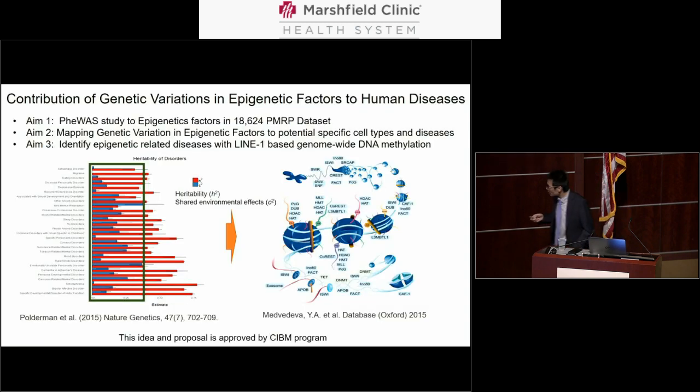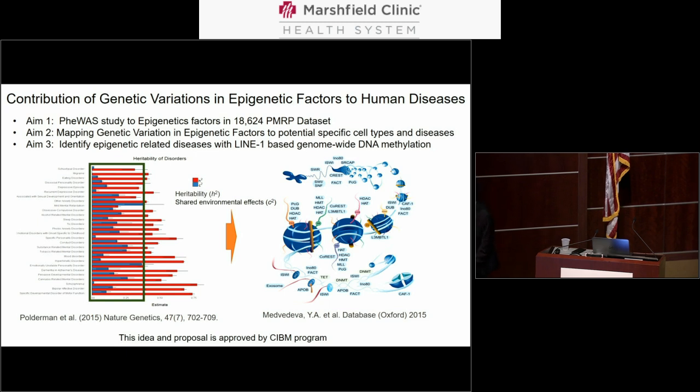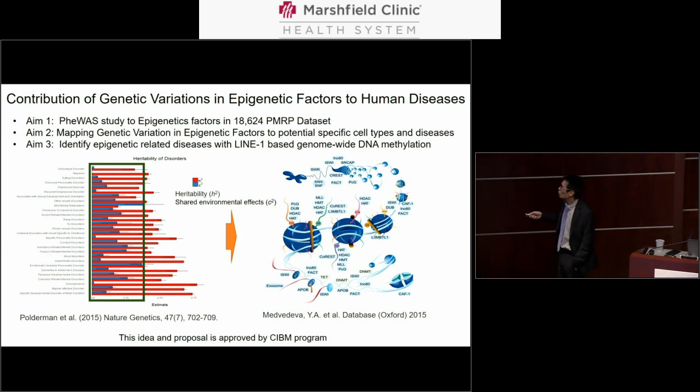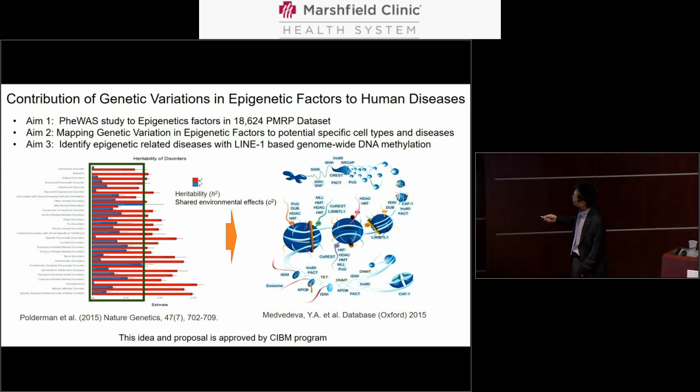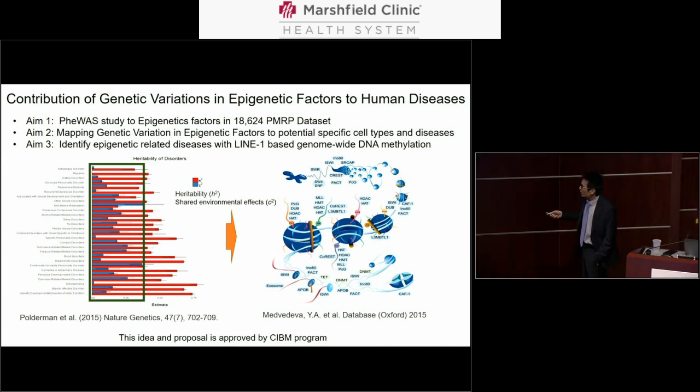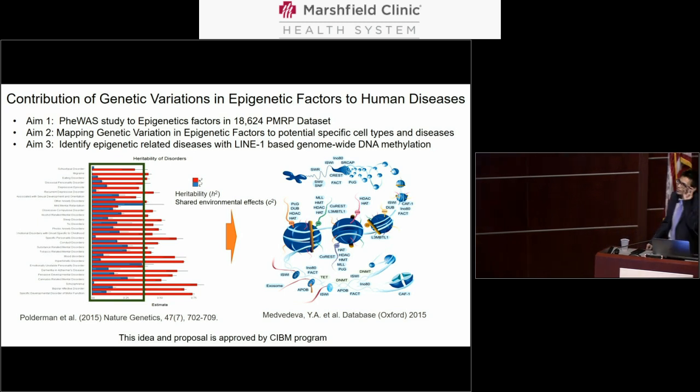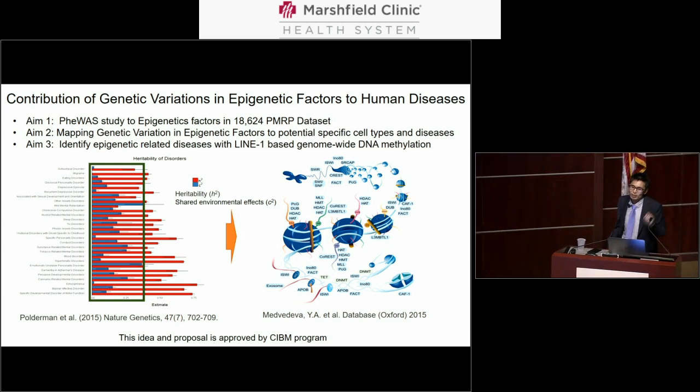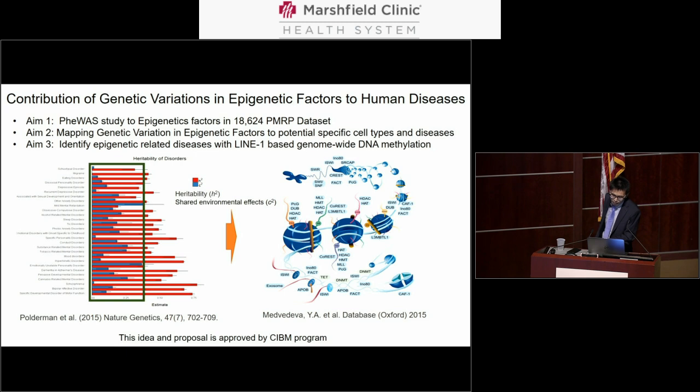So this is an interesting thing. If you check the genetic heritability, you will find the heritability is not so high, usually less than 0.3. But you can find the shared environment effect is very large. This is actually the interaction between epigenetics and genetics, because the environment cannot change your genome, but the environment can easily change your epigenetics.